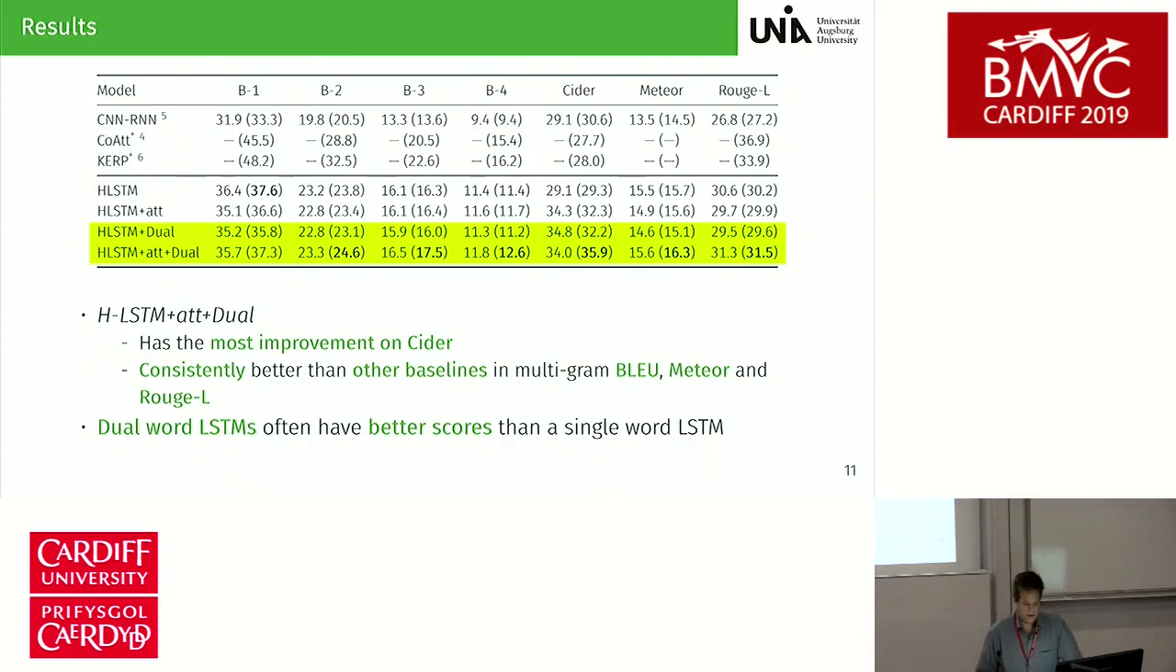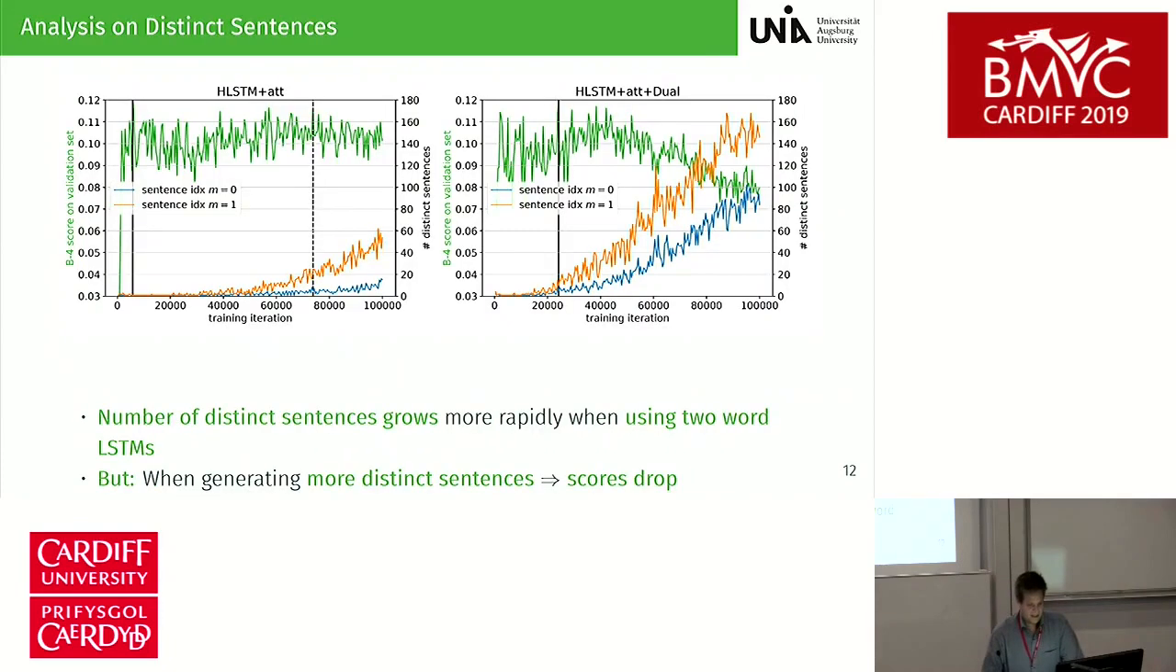Okay, so our models are highlighted at the bottom, HLSTM Dual and HLSTM Attention Dual. The first scores are always on the validation set, and in the brackets we have the scores on the test set. Our model HLSTM Attention Dual has the most improvement on CIDEr, and it's also consistently better than the other models on Multigram BLEU, METEOR, and ROUGE-L. And we also found that the dual word LSTMs often have better scores than a single word LSTM. But what it boils down to is the analysis on distinct sentences.